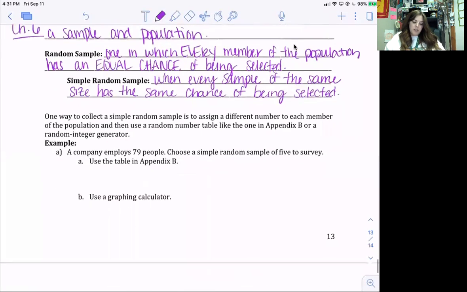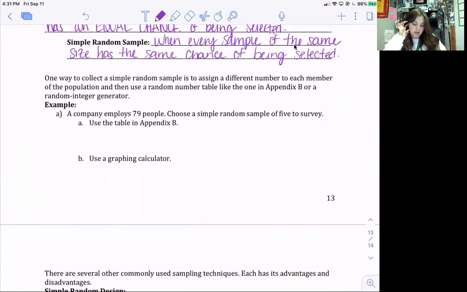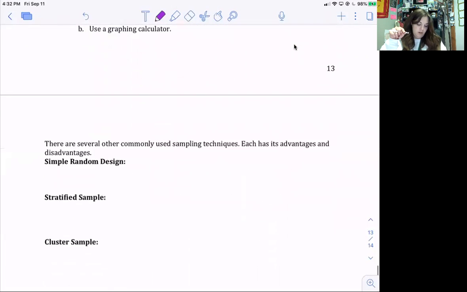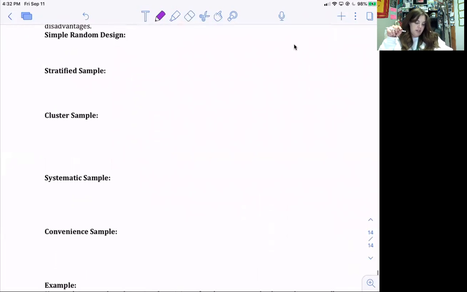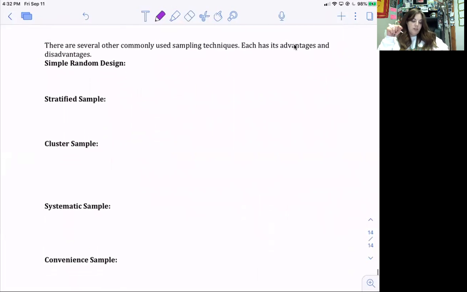Okay, so one way to collect a simple random sample is to assign a different number to each member of the population, then use a random number table or a generator, or even like your graphing calculator. So we're going to talk about this example on Monday in class. All right, so last couple of ideas here. So there are several other commonly used sampling techniques. Each one has its advantages and disadvantages. So we have simple random design, which we just talked about.